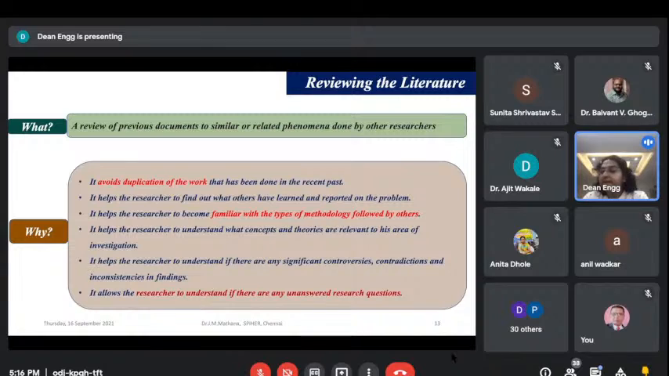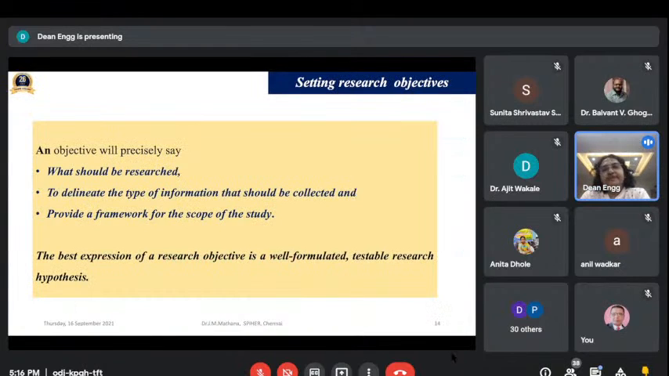Now the problem is ready. Already we have written the statement, we justified, we analyzed. Now the literature survey is also over. What is the next one? Now the problem is ready. Now we have to write the research objectives.